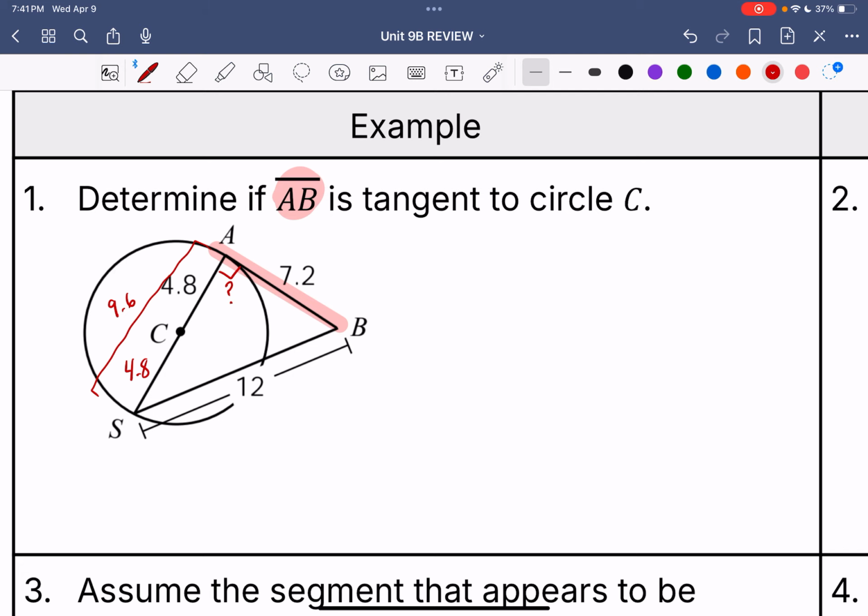So when you're doing your testing, we're going to do 9.6 squared plus 7.2 squared. We want to know if that is equal to, so I'm going to put a question mark, 12 squared. So this would have been the hypotenuse if that was a right angle. So let's check this. So I'm going to type that entire left side into the calculator. 9.6 squared plus 7.2 squared.